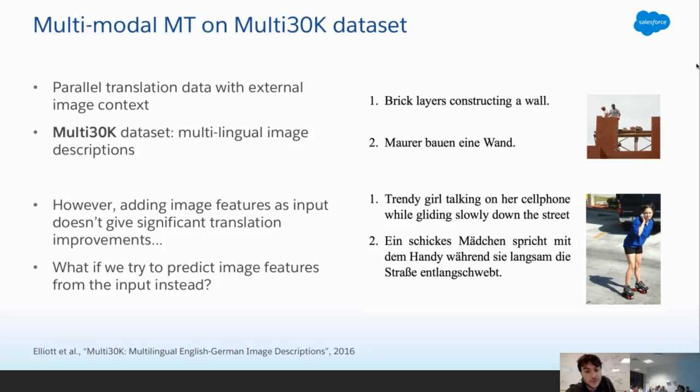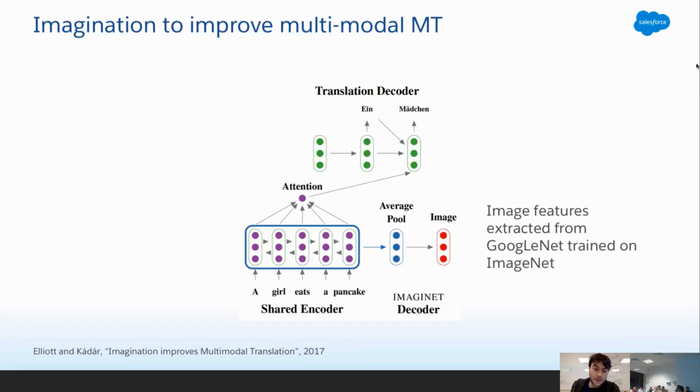It turns out that in most of the approaches that have been used, simply adding the image does not actually do a lot. But instead, what we can try is to generate the image, or at least generate image features, instead of using them as inputs. And this is the principle behind this imagination network.